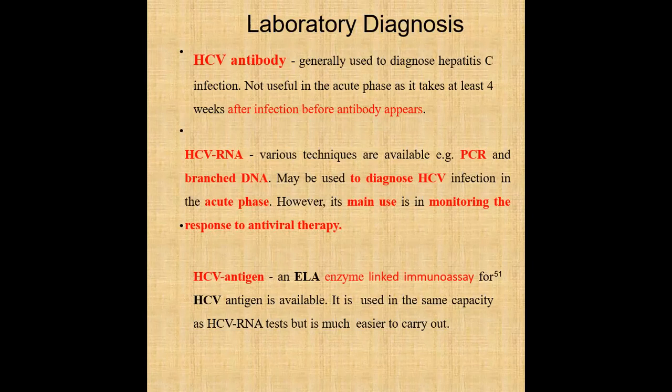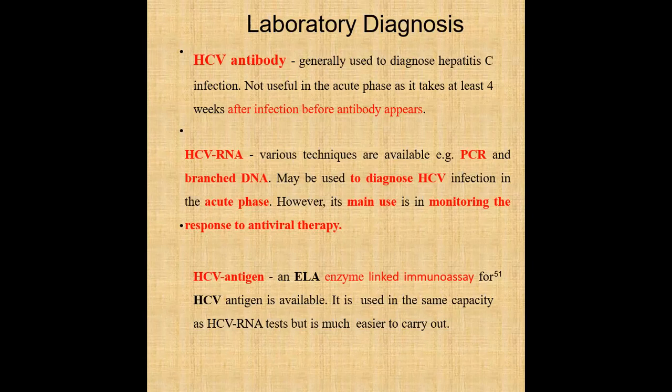The second test is hepatitis C virus RNA. Various techniques are available, for example PCR, the polymerase chain reaction, and branched DNA, which may be used to diagnose hepatitis C virus infection in the acute phase. The first test, for antibody, is not used in acute hepatitis, whereas hepatitis C virus RNA is used in the acute phase. However, its main use is to monitor the response to antiviral therapy.